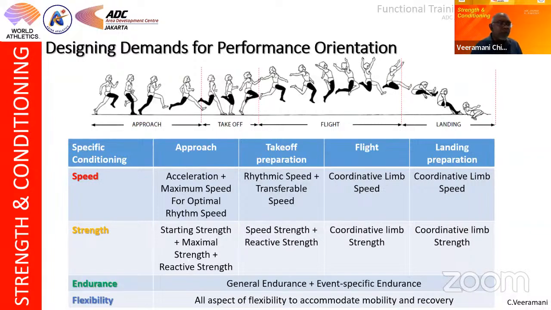Endurance, general endurance to event-specific endurance. How many quality preparation jumps can we do? How many quality preparation approach runs can we do? Makes a lot of difference. So again, these are also event-specific demands when we are looking at it. Flexibility plays a critical role, not just for the execution of the movement, but also to promote mobility and recovery. So again, a good circulation and the body's ability to recover will help the athlete, and flexibility also can help with injury prevention.